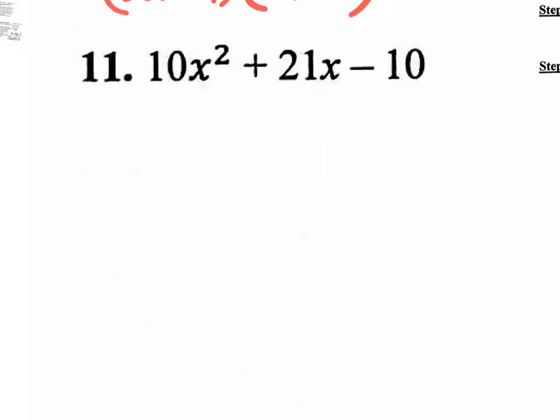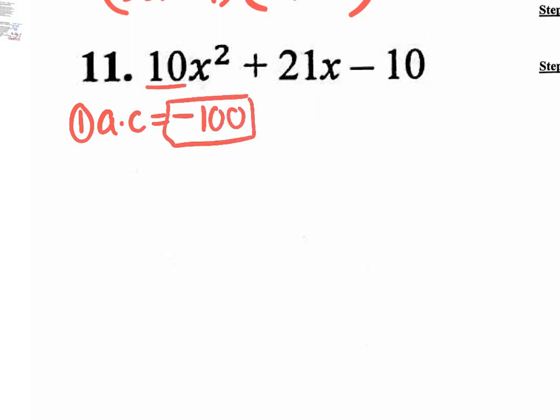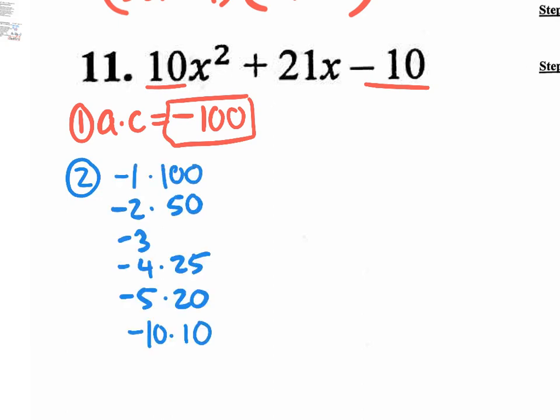Okay, step 1, again, a times c, we get negative 100. It's very important we include that negative sign. A times c is negative 100. Step 2, think of the multiples. Let me just hit pause and make the list for the sake of time. Negative 1 times 100, and let me do the rest. So out of all those possibilities, which one combines together to give you the middle value 21? That would be 25 and negative 4. We don't have to do any sign change either.